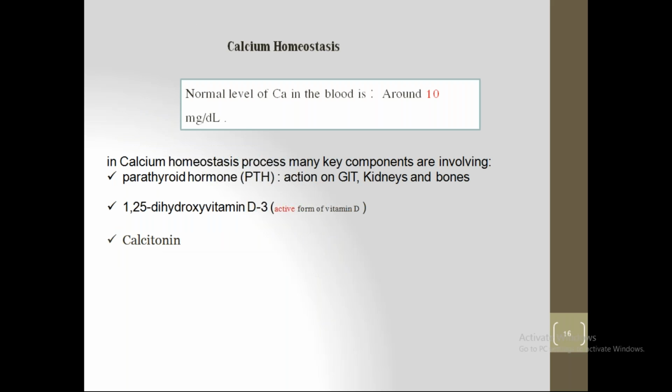What is the normal calcium level? It is around 10 milligrams per deciliter. In the calcium homeostasis process, many key components are involved. There are three hormones which are responsible for calcium homeostasis. One is parathyroid hormone. The second one is vitamin D. The third one is calcitonin.